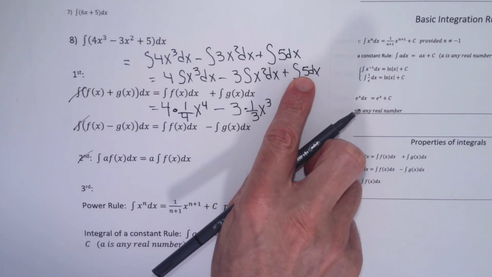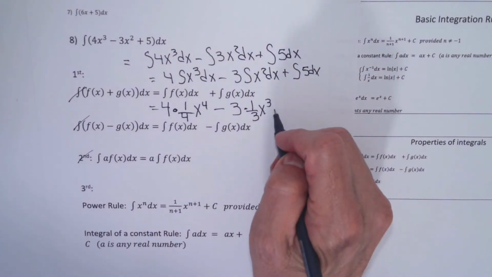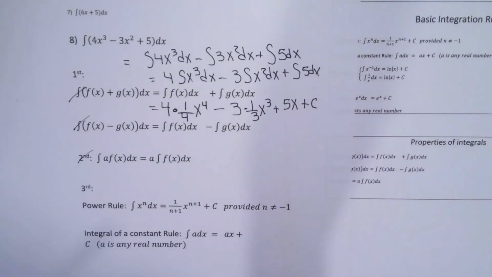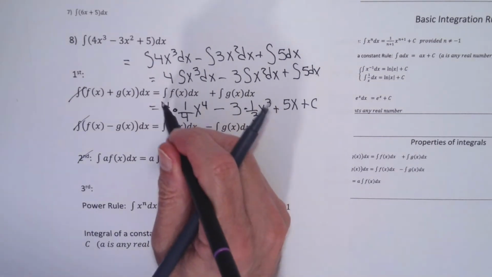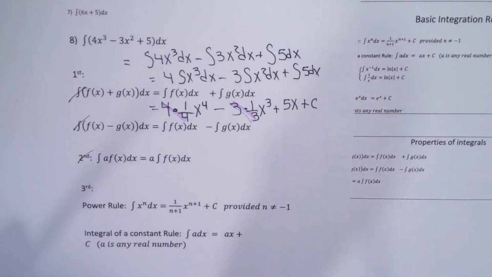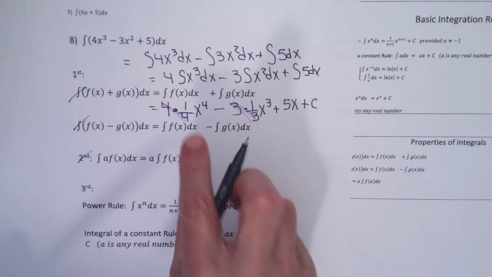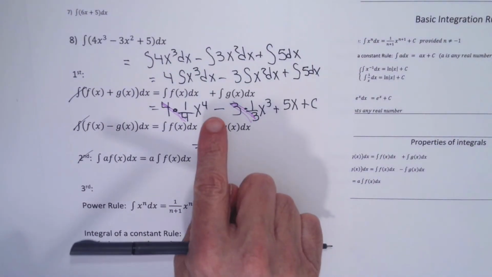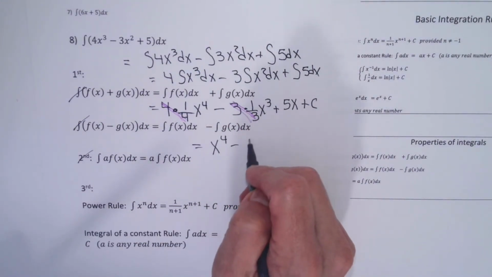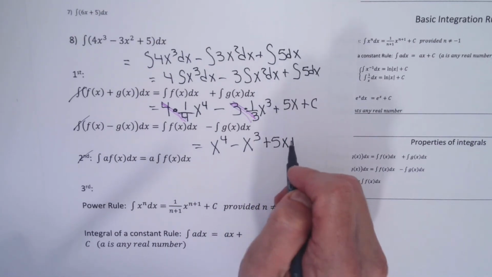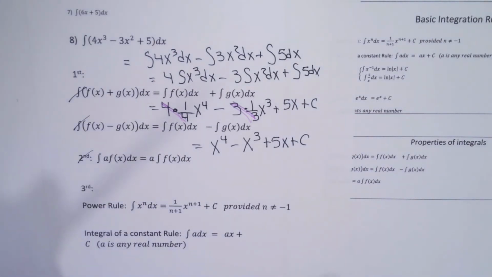Last integral is an integral of a constant, and constants integrate to that constant times x, and I always get my plus c. I set this one up really nicely to cancel. 4 times 1/4 is 1, 3 times 1/3 is 1. So both of the variables should have coefficients of 1, which I do not write. Instead of writing 1x to the 4th, I'm going to write just x to the 4th. Instead of writing minus 1 times x cubed, I'm just going to write minus x cubed. And that's plus 5x and plus c. And that's everything. That's the answer to number 8.